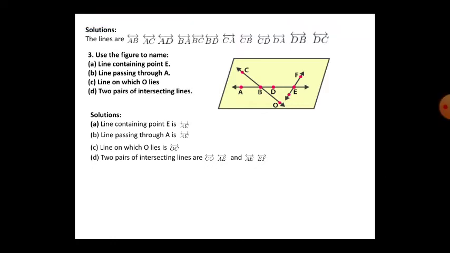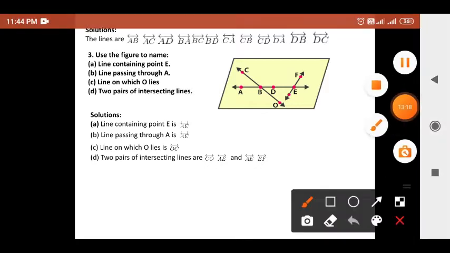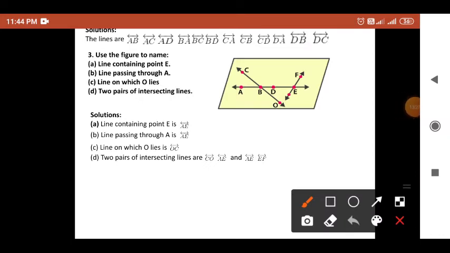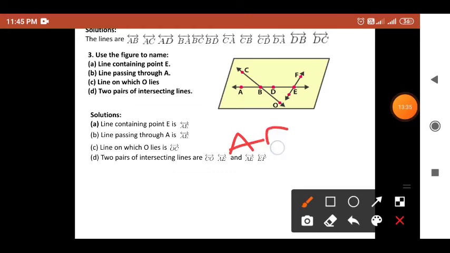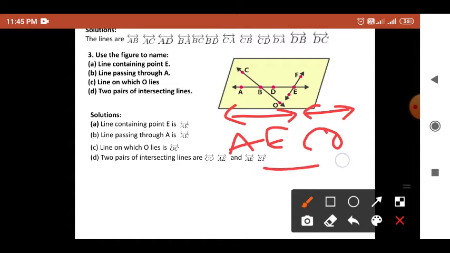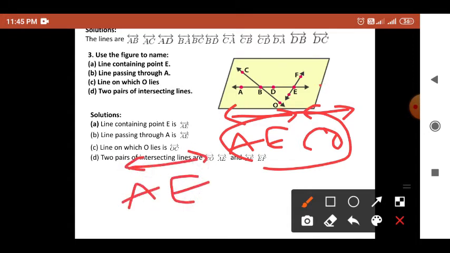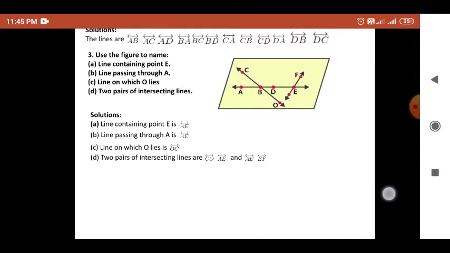Name the pairs of intersecting lines. I already told you three lines are there. Here two lines intersect each other. Which are those lines? See, AE and CO. AE and CO intersect each other. These two you have to name. And which other? AF, AE, the line AE and EF. These two also intersect each other.